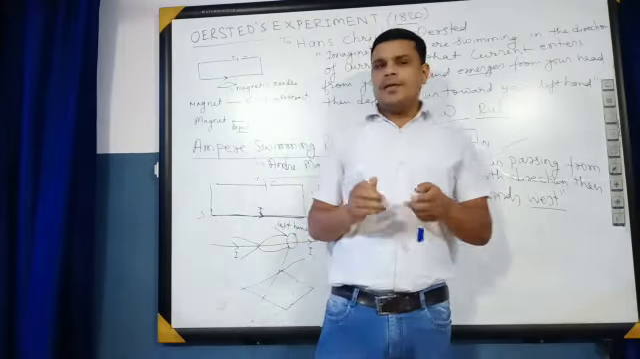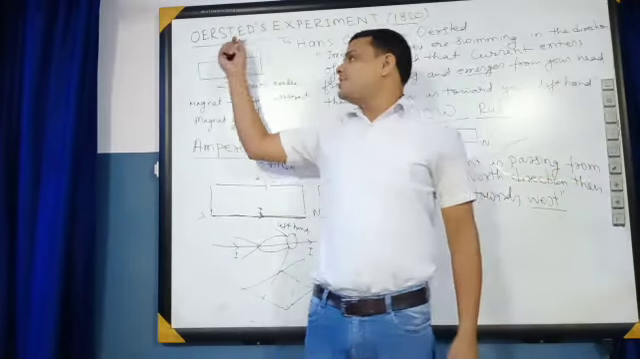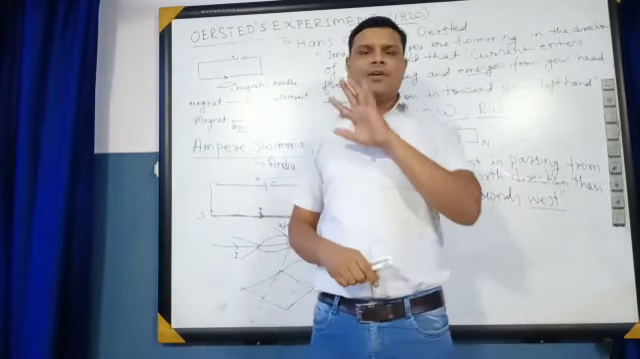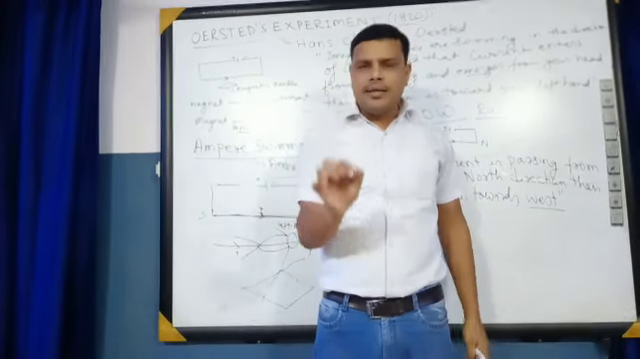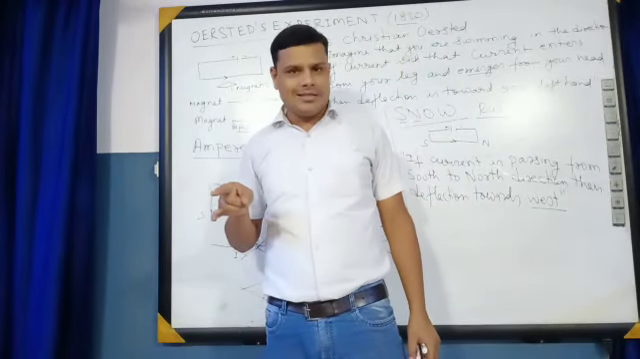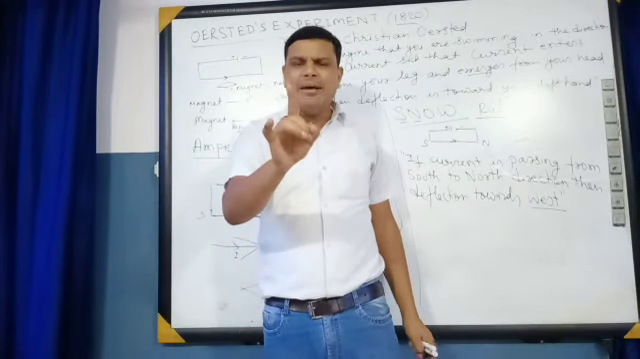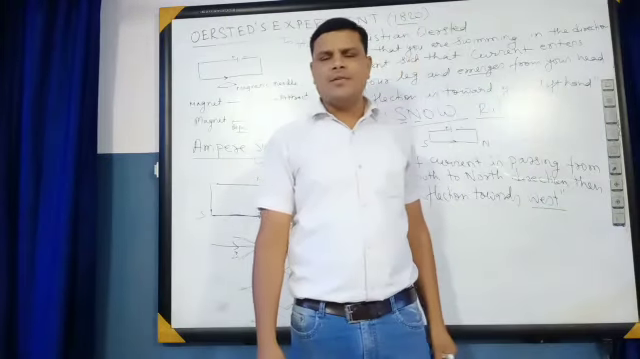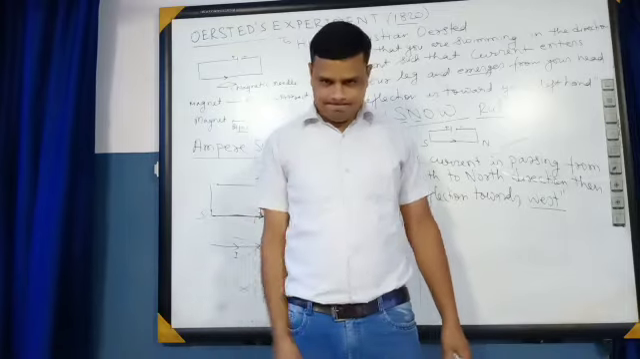So today we have learned three things. The first thing we have learned about is the Oersted experiment. Hans Christian Oersted in the year 1820 gave us the experiment and proved that a current carrying wire behaves like a magnet. It produces a magnetic field.